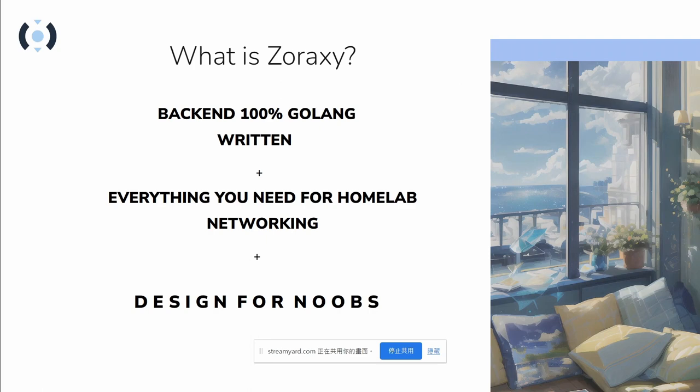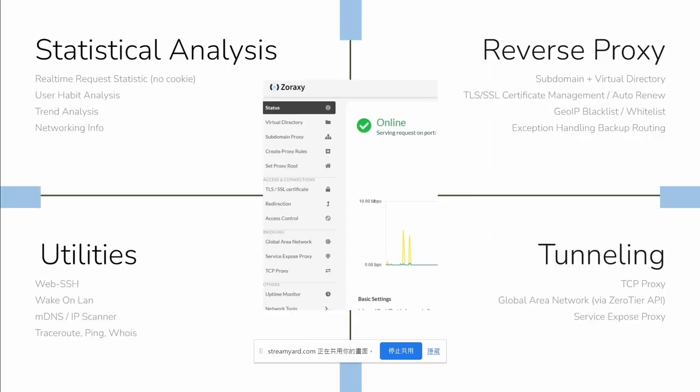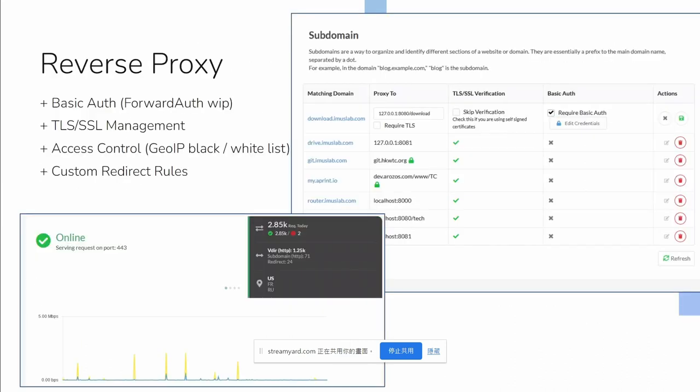The overview. What is Zoraxy? Zoraxy is a 100% Golang-written toolbox containing everything you need for your home lab networking. Whether it's a distributed home lab like mine or a centralized home lab with a server right at home, it is suitable for these usages. It is designed for noobs, so it has a great UI with explanations on the user interface, and you can know everything just by looking at the description. Zoraxy provides four main features: reverse proxy, tunneling, static analysis, and utilities.